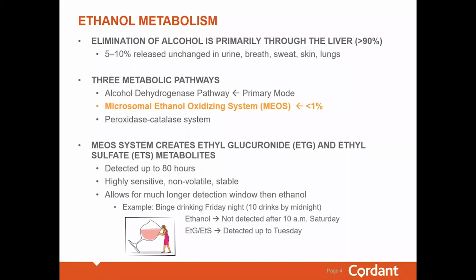MEOS creates the ethyl glucuronide and ethyl sulfate metabolites. They are detected up to 80 hours. They are highly sensitive, non-volatile, and considered stable. This allows for a much longer detection window than ethanol.